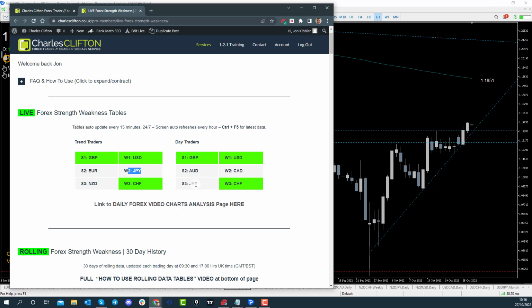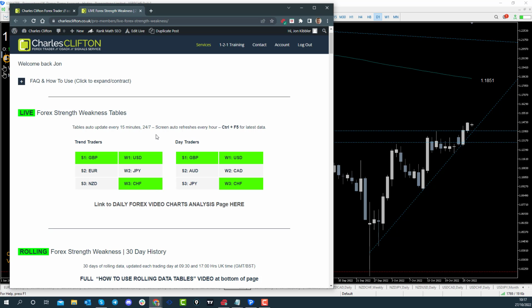You can actually see that the yen is highlighted here twice, but it's not in a green color. The reason is that it is W2 on the trend traders, so the second weakest, and on the day traders it's actually the third strongest. What that's telling us is that it's stronger on our lower time frames, which is not what we want to see when we're trying to look for the higher time frame picture. These tables auto update every 15 minutes, 24/7, so wherever you are in the world you can access this data and get the latest updates.